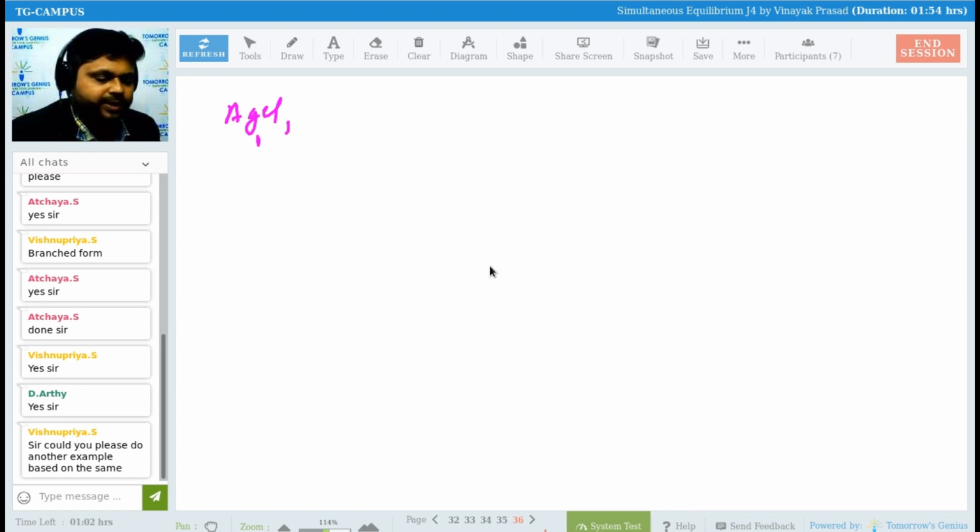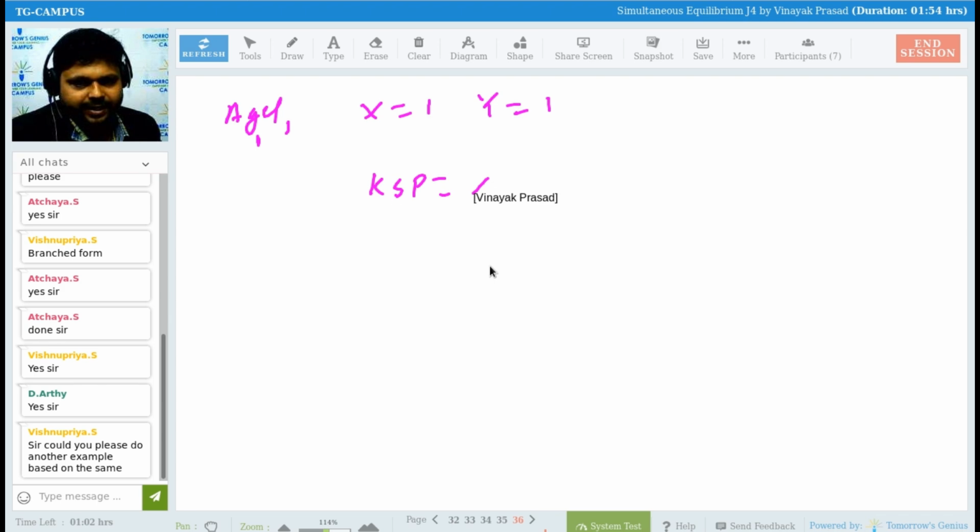So can we write 1 and 1, right? So x equals 1 and y equals 1. We are taking x and y. So x equals 1 and y equals 1. Is it fine, guys? So Ksp equals to what? You have to write what?